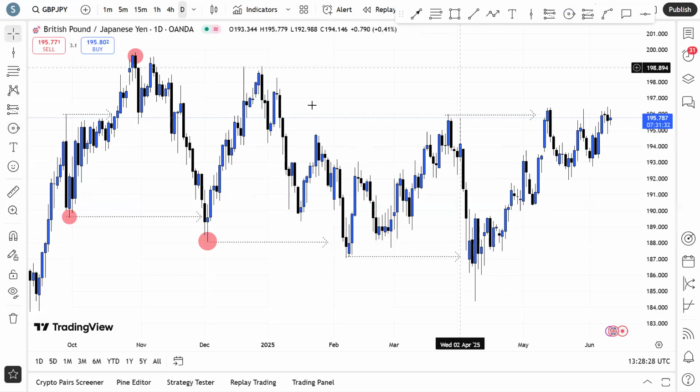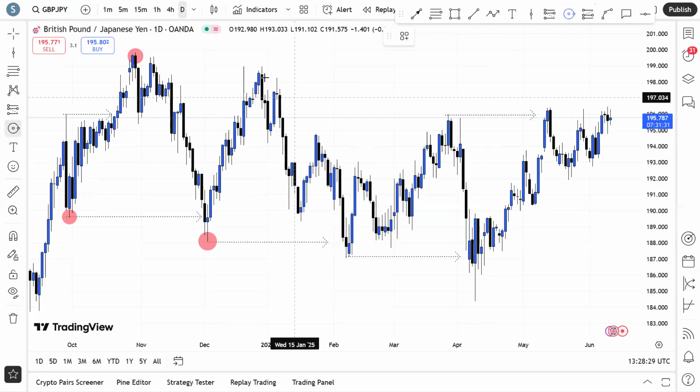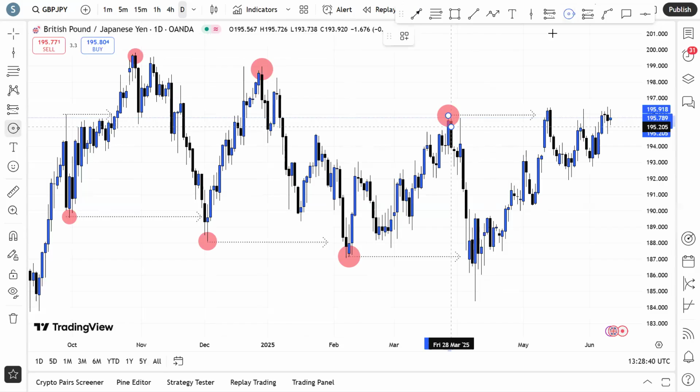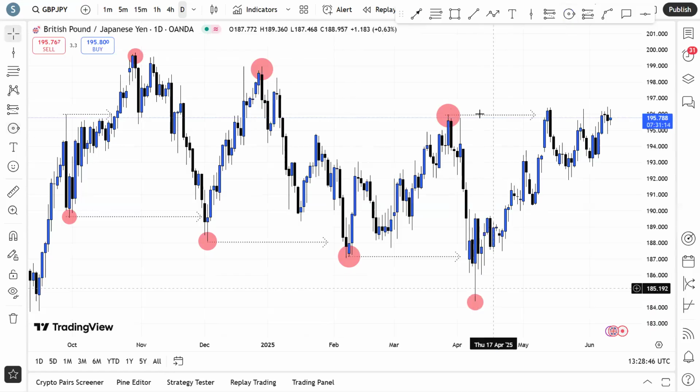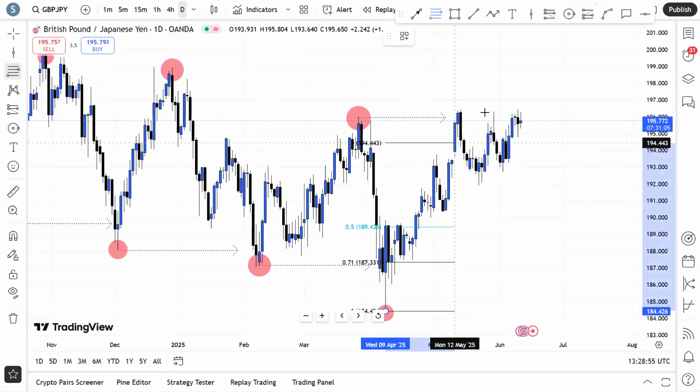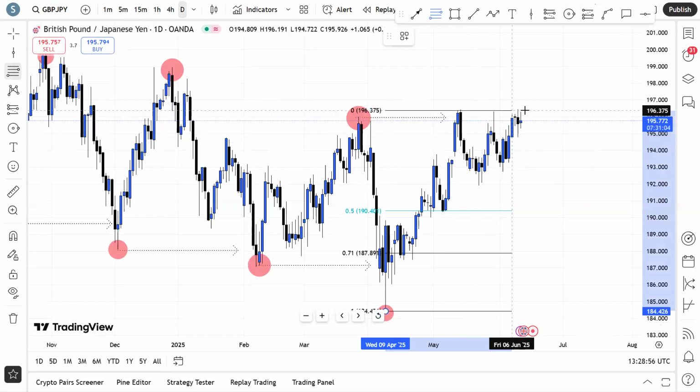This is our high over here, then our low again, our high, and this was our last low before the market broke this high over here. So you are going to take your Fibonacci retracement and mark your low to your high like this.